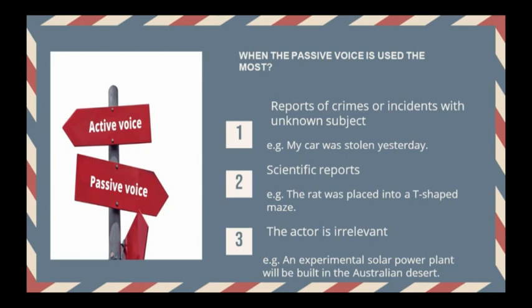An example: the rat was placed into a T-shaped maze. That is a scientific report. And it is used when the actor is irrelevant. An example: an experimental solar power plant will be built in the Australian desert. So we know what's going to be built, but we don't know who the actor is.